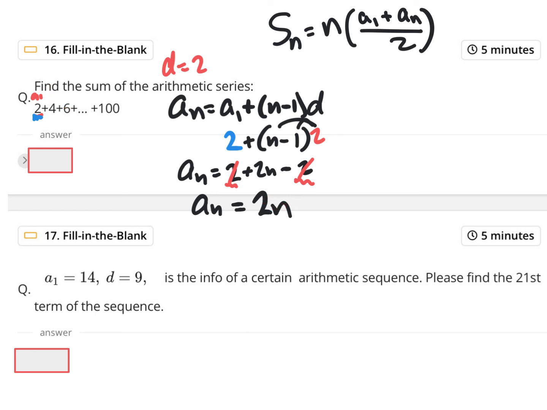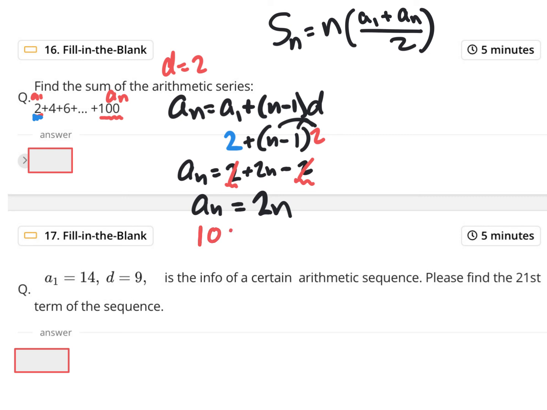So I want to solve for what n actually is. How many numbers are there, right? Well, this is the last number. Whatever number that may be, that's what a sub n means. That's the last number on the list. Even in the summation formula, first number plus last number. So the last number is 100. So a sub n is really 100.